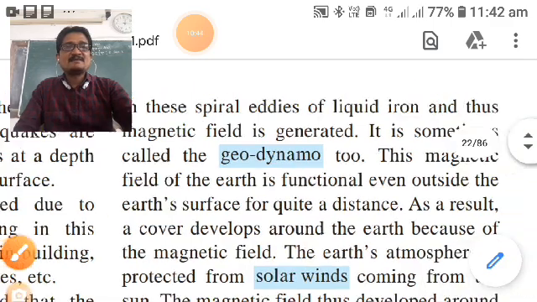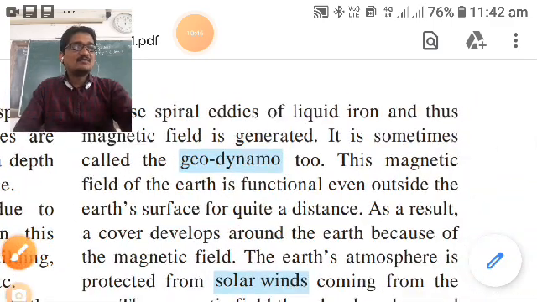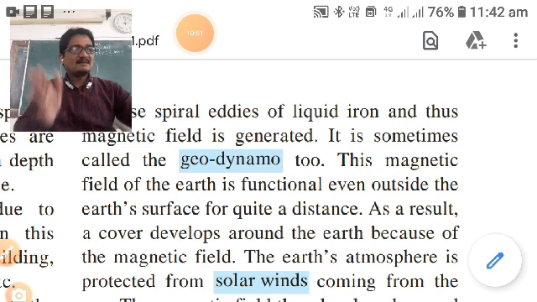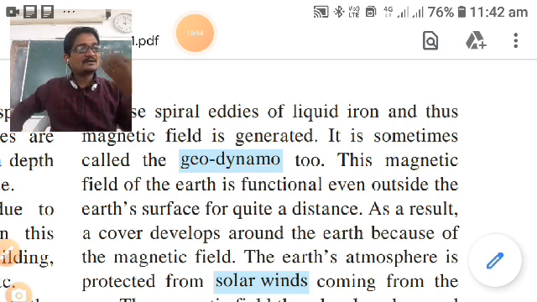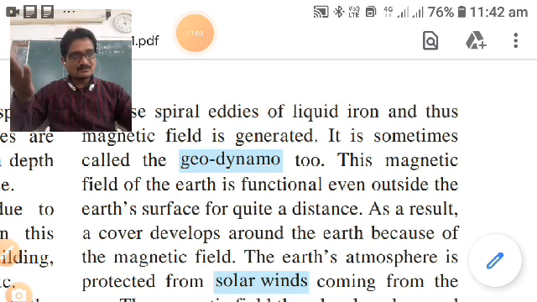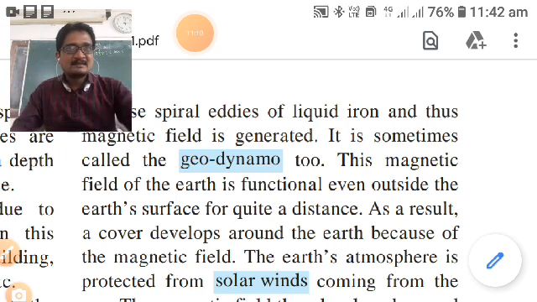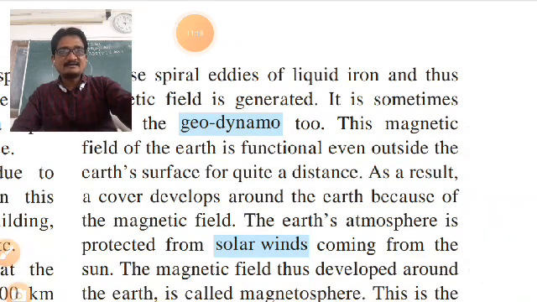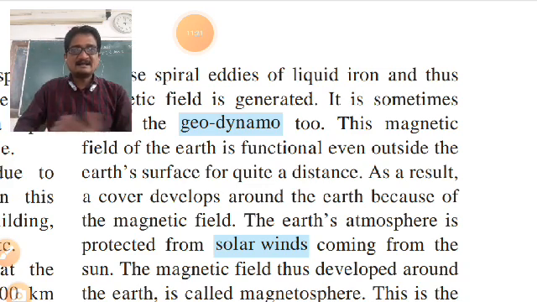It is sometimes called the geodynamo. Geodynamo means a part of Earth's core. It is mainly made up of liquid outer core and solid iron inner core. That is called geodynamo. So this magnetic field of Earth is functional even outside the Earth's surface for quite a distance. As a result, a cover develops around the Earth because of the magnetic field.